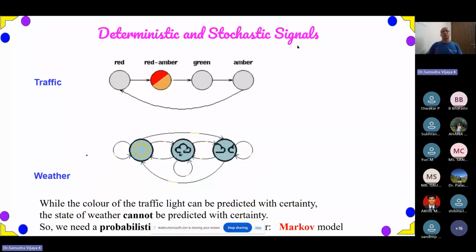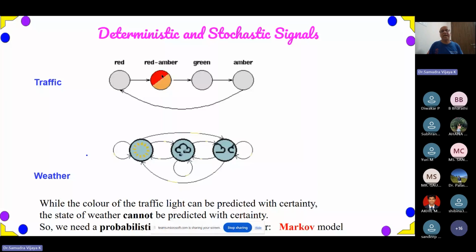Now, in time varying signals there are two types of signals. One is called a deterministic signal, like the traffic signal. It is red for 30 seconds, then green for 17 seconds, then amber for 3 seconds. It keeps on repeating. So how these colors change is predetermined. It's a rule.